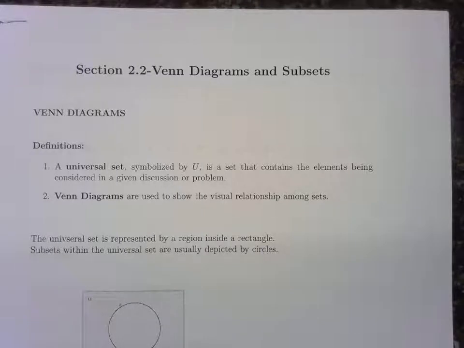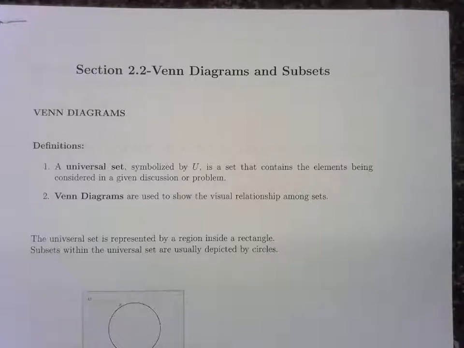Okay, so we're going to start off with 2 basic definitions. It says a universal set, symbolized by capital U, is a set that contains the elements being considered in a given discussion or problem. Okay, so the universal set is everything that you're considering or everything you're studying in a problem. And then number 2, we have Venn diagrams are used to show the visual relationship among sets.